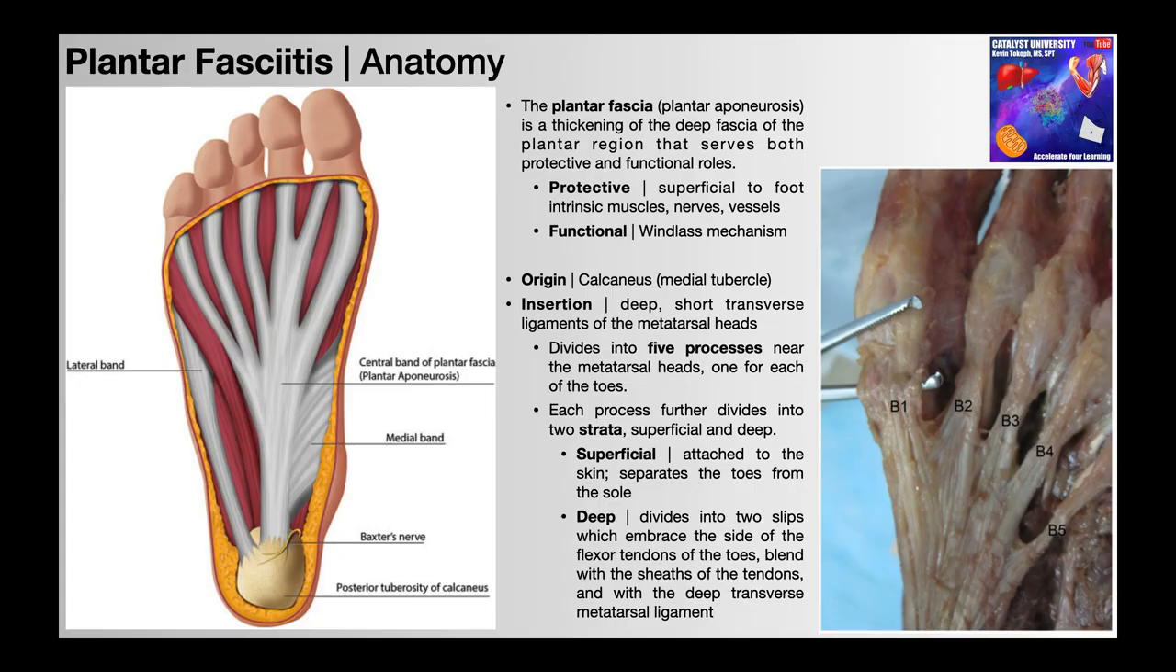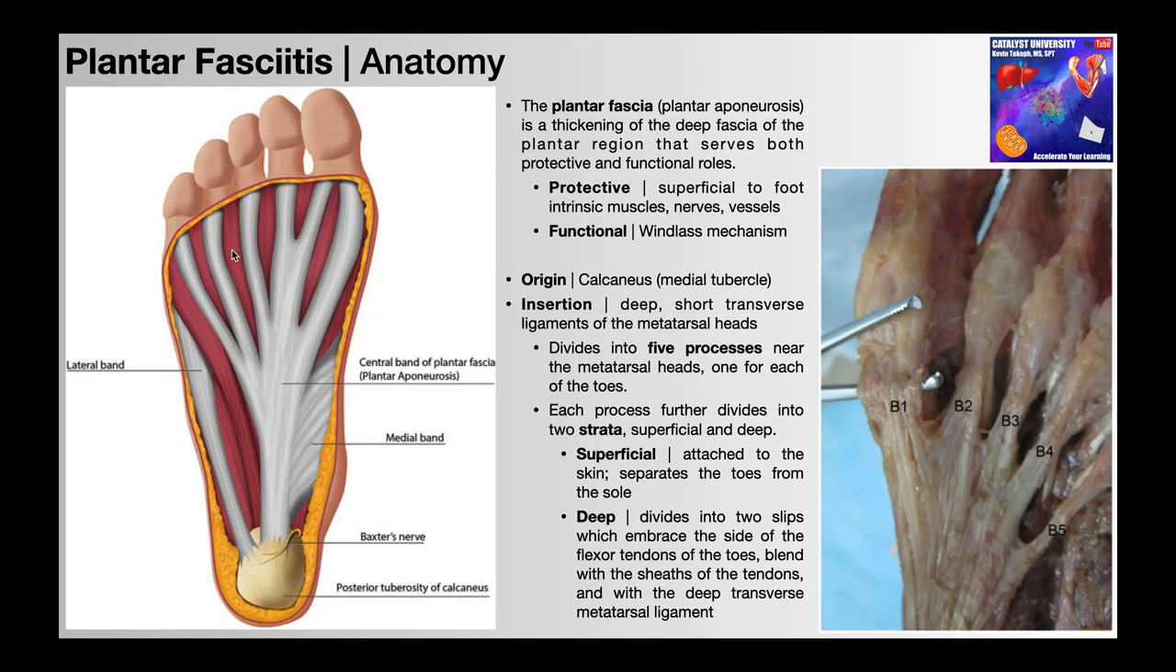In this video, we're going to introduce plantar fasciitis. We're going to briefly talk about the relevant anatomy that's necessary to understand it, and then we'll talk about the diagnosis of plantar fasciitis. What you're seeing over here on the left is a plantar view of the foot, meaning the bottom surface of the foot.